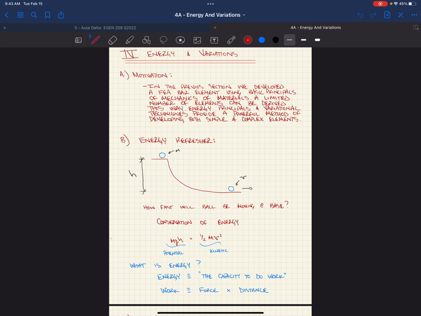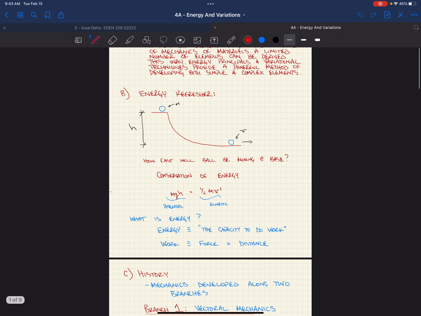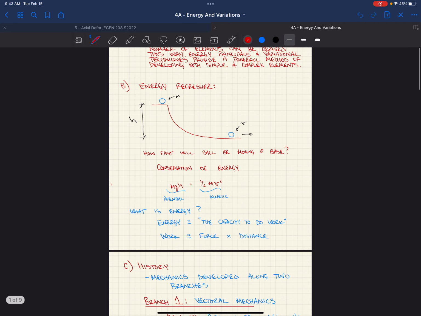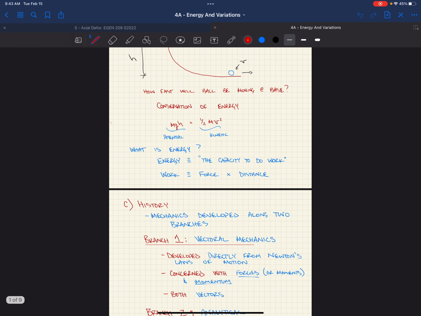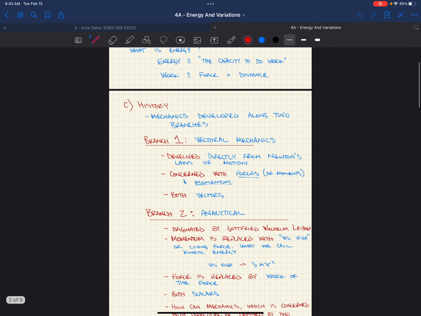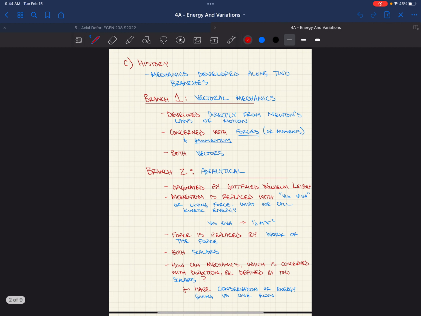So, talking about this energy refresher, right? We have conservation of energy as long as there's no energy lost to the system. We have this potential versus kinetic. This idea of energy, right, is the capacity to do work, where work is force times distance, right? We discussed there's a couple different branches of mechanics, right? There's vectoral mechanics, which is really what you guys are used to.